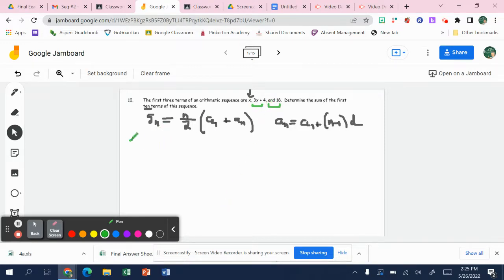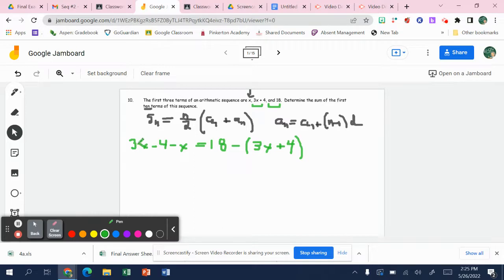So I'm going to say 3x plus 4 minus x. That'll give me the common difference between a2 and a1. And that has to equal 18 minus my second term, which is 3x plus 4. And I know they have to be equal because the common differences have to be equal.